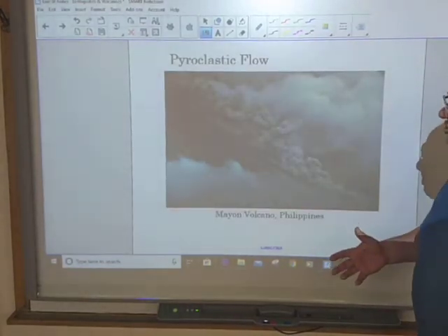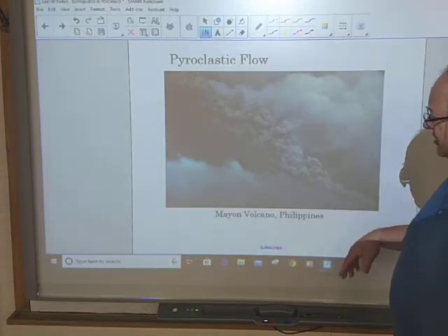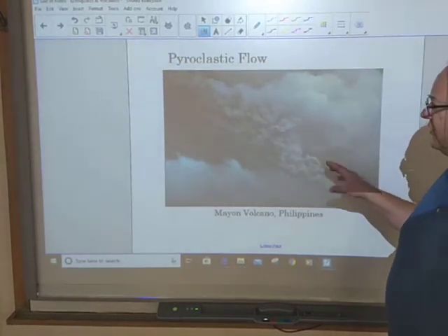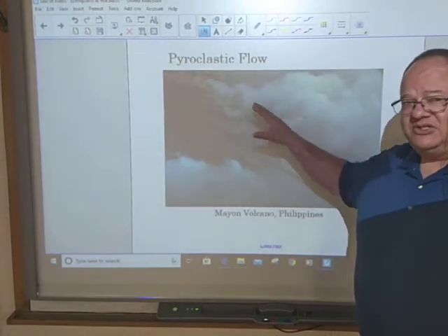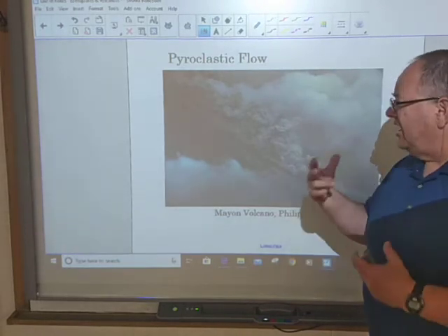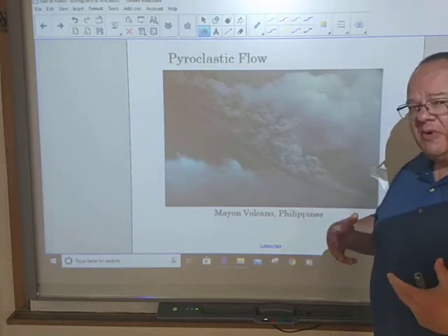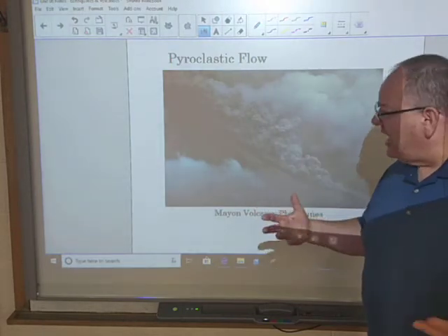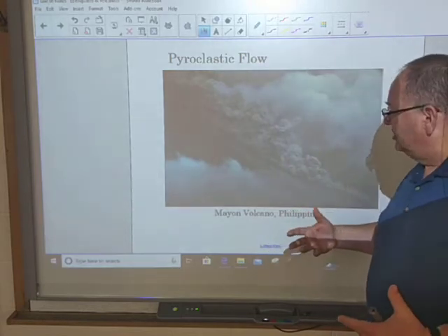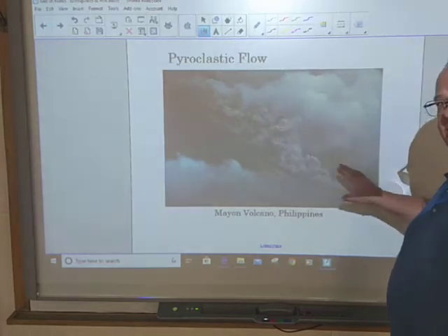This is a picture of a pyroclastic flow in the Philippines. And it looks like you just have this smoke rolling down the mountain. But you have to understand that that's not just smoke. That's bits of rock and ash and magma and poisonous gases. And it's all at several hundred degrees. And it incinerates everything as it flows down the side of this mountain.